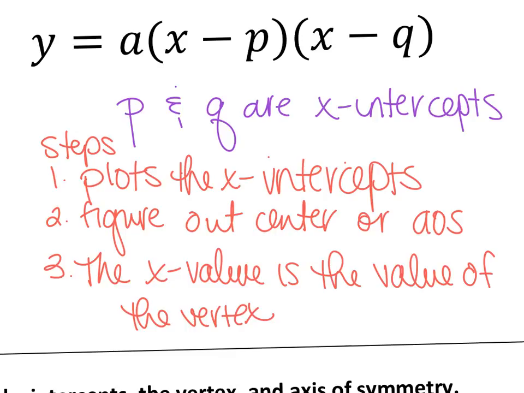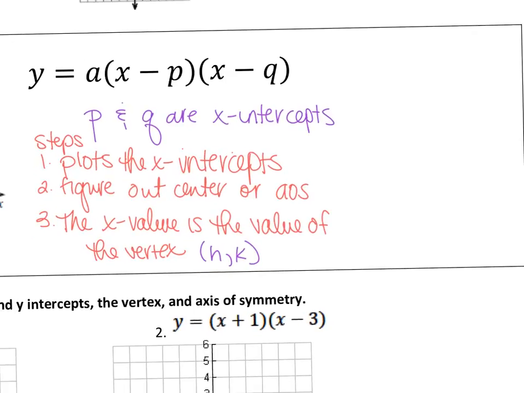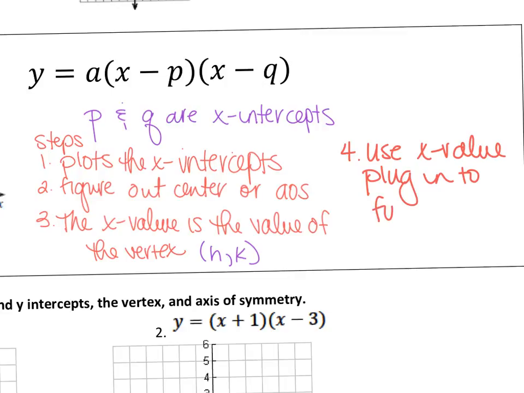Just like, remember, once we have our vertex point, our h, k, our h is our axis of symmetry. That's the same thing here. So once we find that, we can find y, because you're going to use the x value and plug it in to find y. Once you find the x, just plug in where all your x's are, and you get the y value. And that is your vertex.